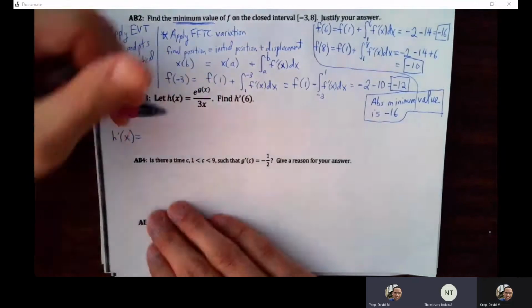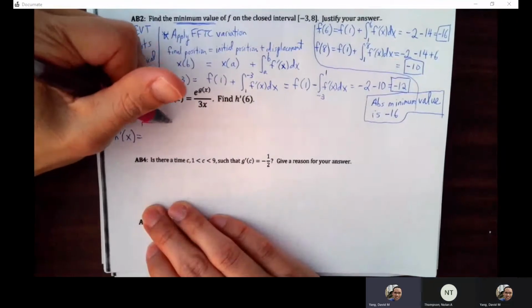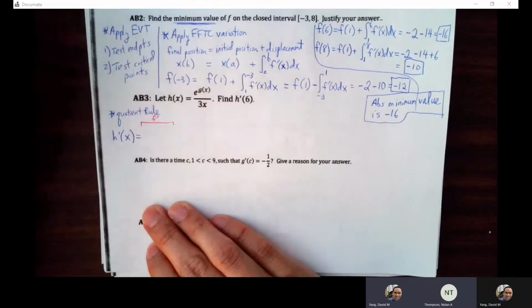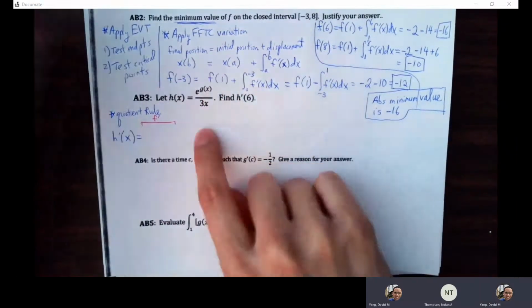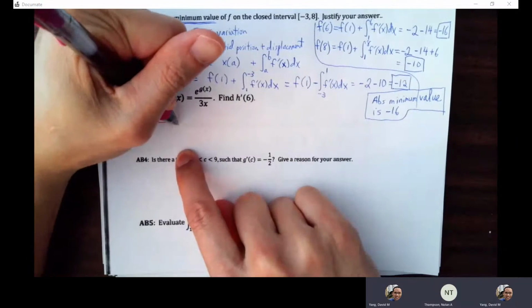So what would e be? It'd be e to the g of x times g of x, right? Times g prime. Yeah, e to the u times u prime.